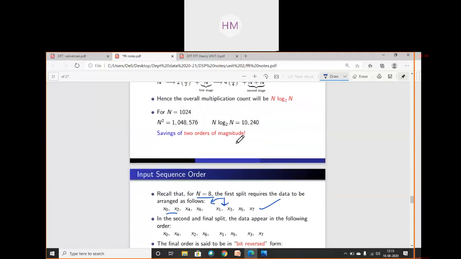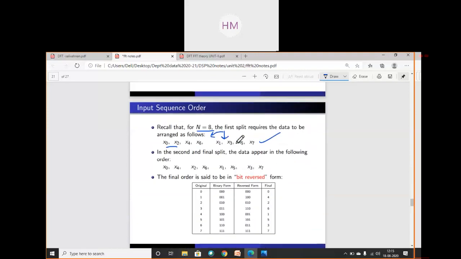So in this way, if I am splitting it into even and odd, then I have to use bit reversed form, because inputs are in sequence x0, x1 till x7, and the binary form is this: 0 is 000, 1 is 001, 2 is 010. We all know this binary form. Clear? But now what I am doing is changing the order at the input side.